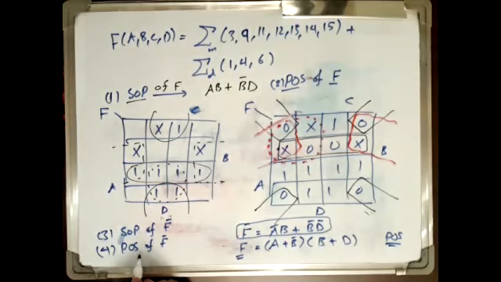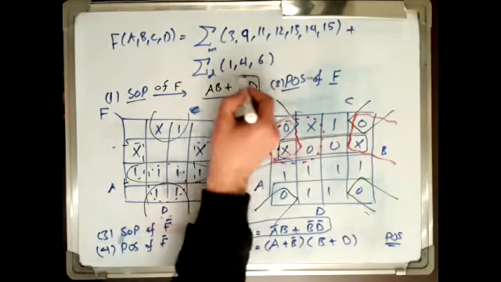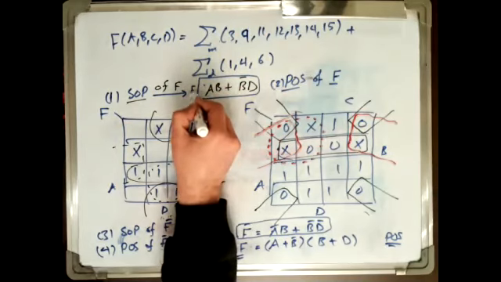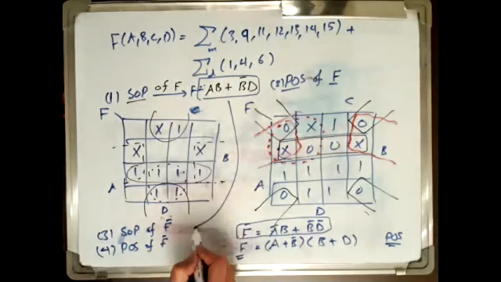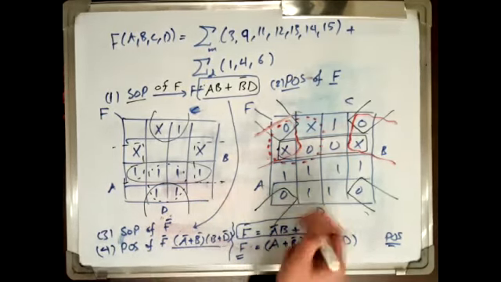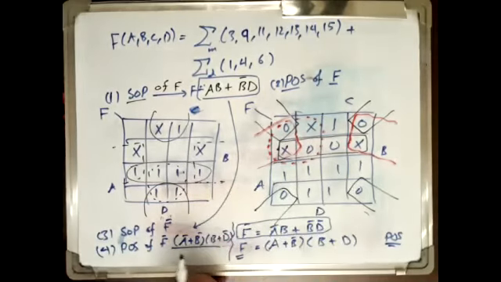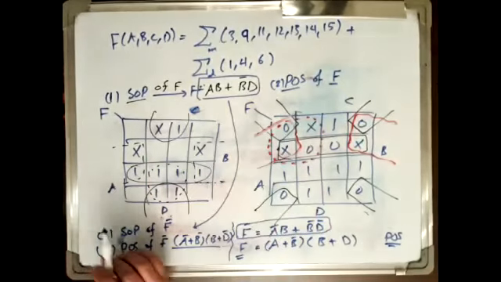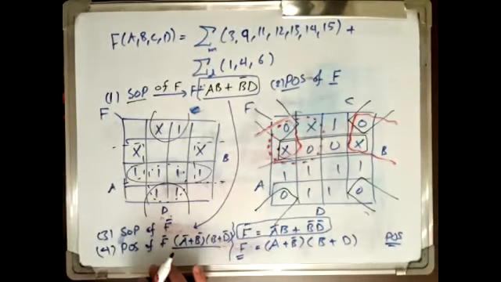We take the complement of the SOP of F. Yes, we already have the SOP of F, right? This is F. So if you take the complement of it, we have A bar or B bar, ANDed with B or D bar. So you don't have to draw the maps again because you already have the answers. But if you don't have the answers, of course you have to fill the map and do whatever we did here.